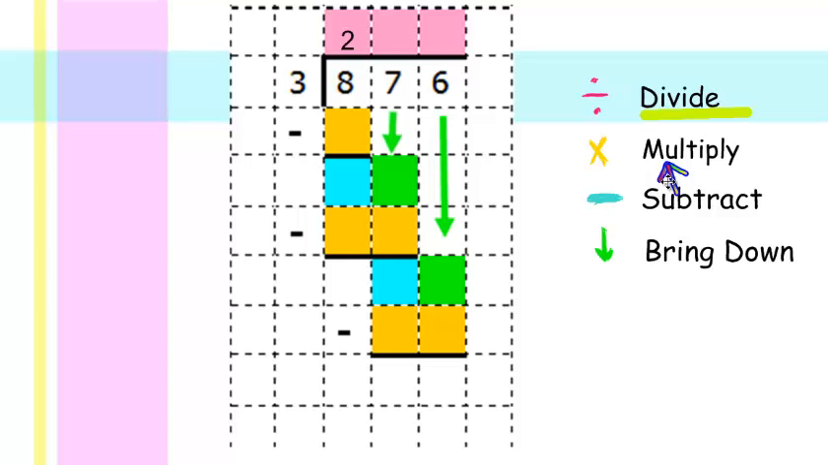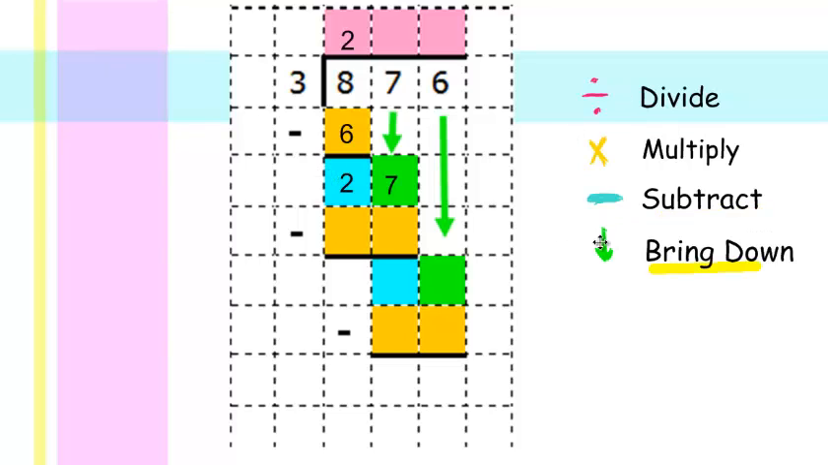The next step is multiply. So in this box, I'm going to do 2 times 3 to get what goes in that box. So 2 times 3 is 6. That's the multiply step. The next step is the subtract step. I'm going to do 8 minus 6, and the subtract step is going to leave a 2 there. The last step in long division is the bring down step. That's bring the 7 down into this green box here.